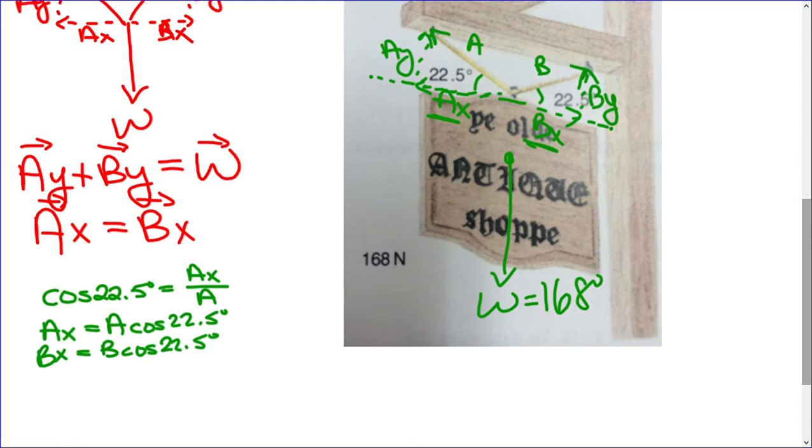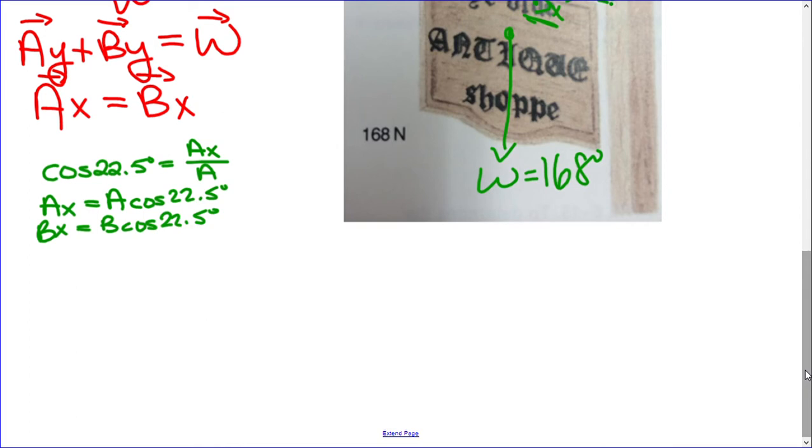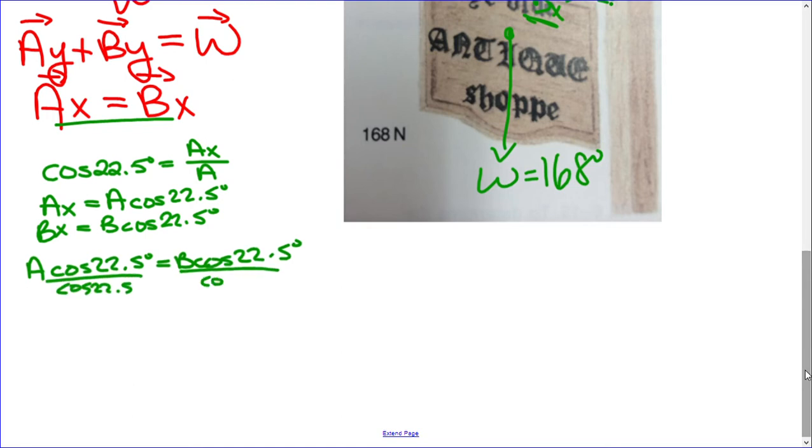So we know that AX must equal BX, right? From right here. They're the only two forces acting in the horizontal plane. So A times the cosine of 22.5 degrees must equal B times the cosine of 22.5 degrees. And if I divide both sides by the cosine of 22.5, what does that leave me with? Well, that tells me that A must equal B, which is a pretty important concept for this problem. Right? The tension in the ropes must be the same. And that only happens because the angles are identical on each side, on A and B.